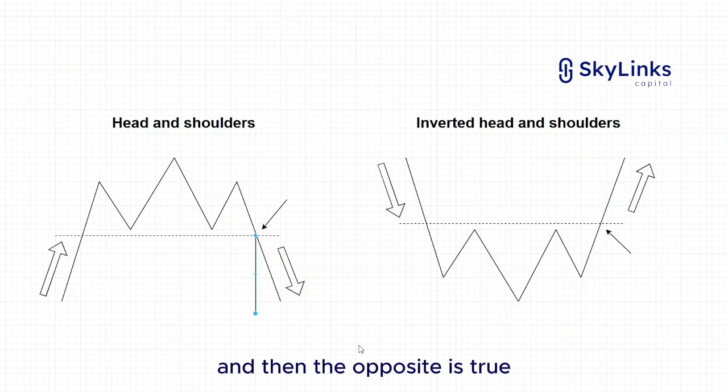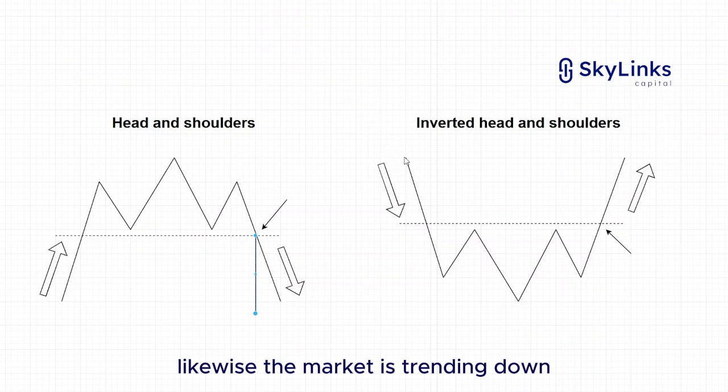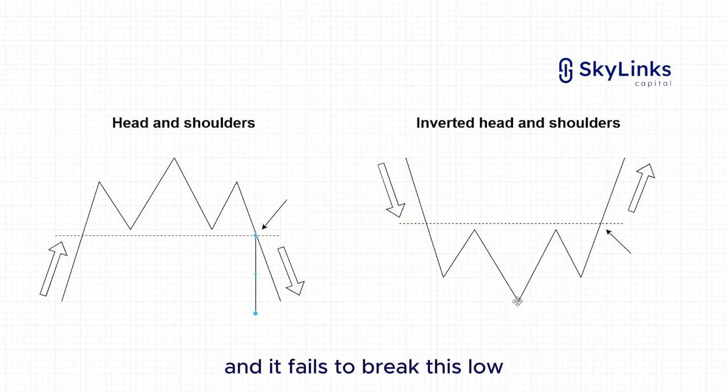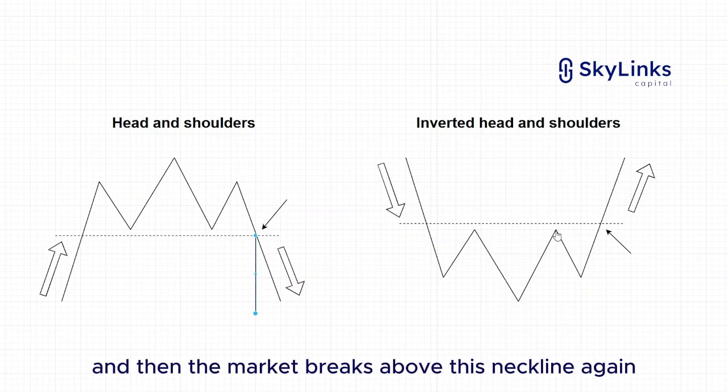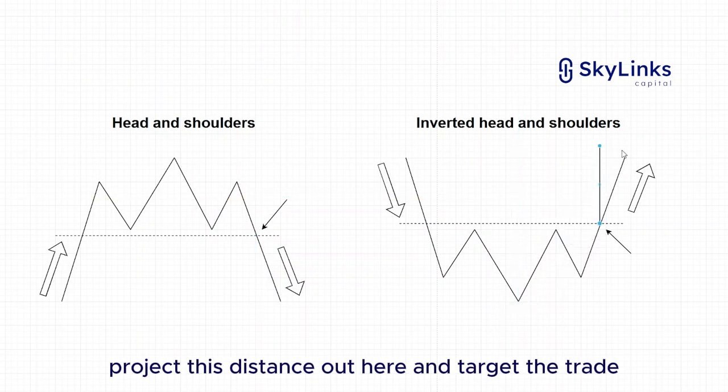And then the opposite is true at the bottom of a downtrend. An inverted head and shoulders looks like this. Likewise, the market's trending down, then it fails to break. It creates lower highs and lower lows. We then start to see it move higher and it fails to break this low. This low isn't as low as this one, and then the market breaks above this neckline again. And we'd be looking to do the same thing here, project this distance out here and target the trade.